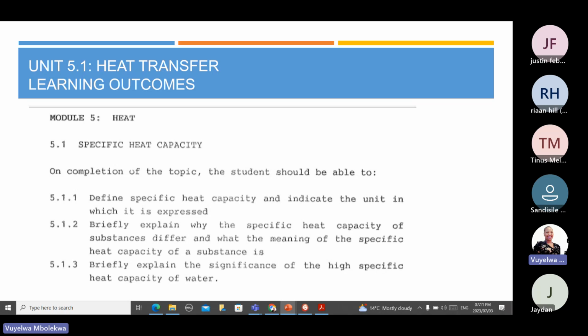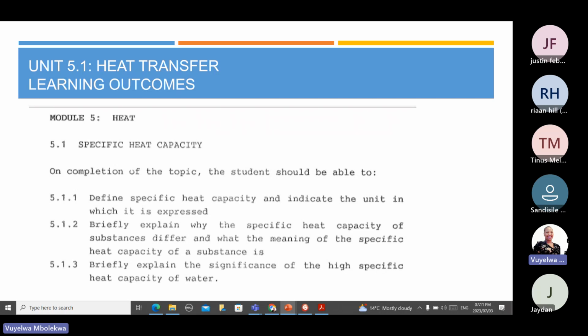Hence, we put water in that water bottle, not any other liquid, because water is going to retain that temperature for a longer period. And also we use water for cooling because it can absorb large amounts of heat energy because of the high specific heat capacity. So just that discussion around what specific heat capacity is and what is the meaning when it's high or when it's low.